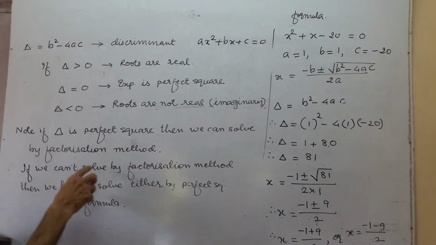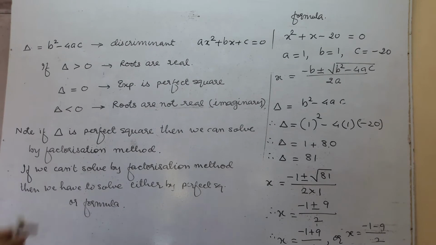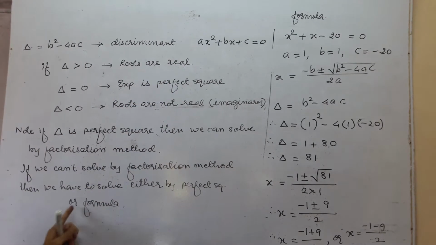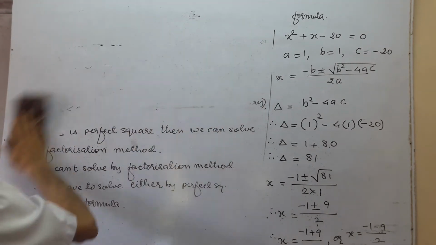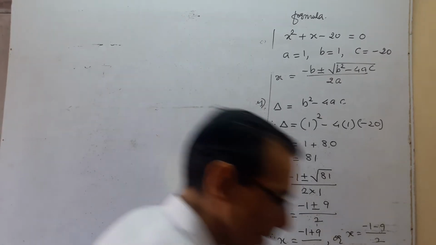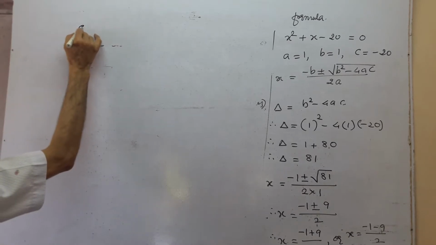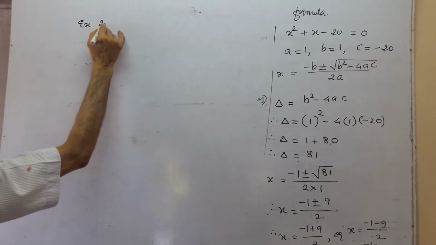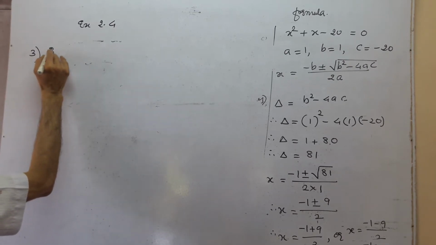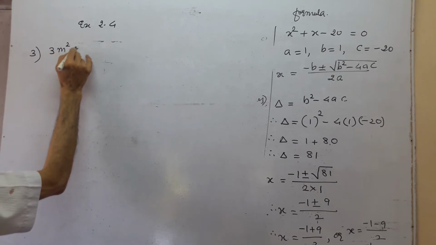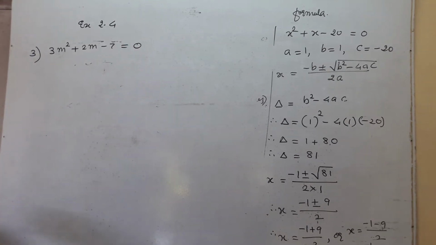And one more thing, once again: when delta is a perfect square, then only we can solve this equation by factorization method. Now let us take one example. Exercise 2.1, 2.4, the third one, let us take. 3m square plus 2m minus 7 equal to 0.